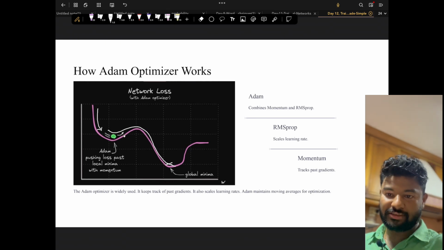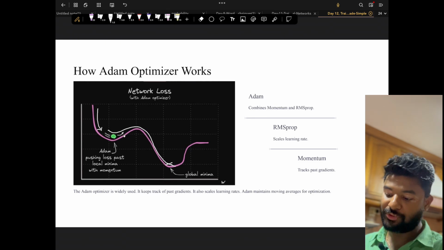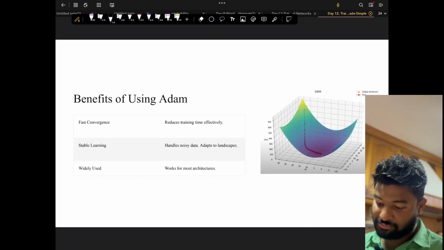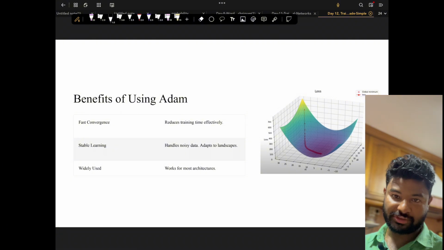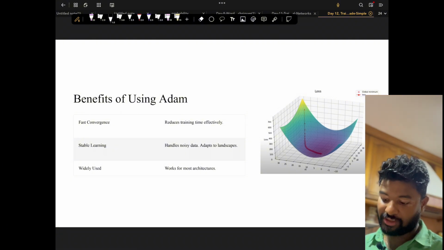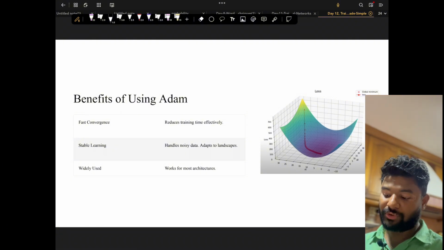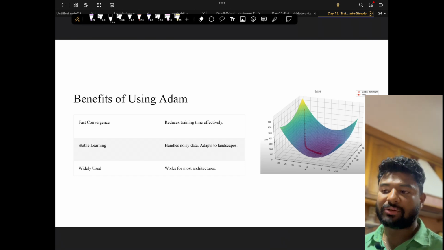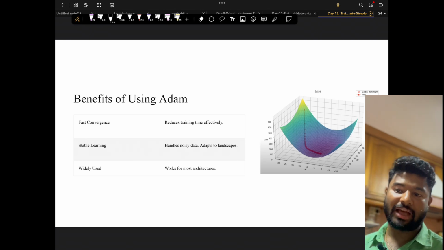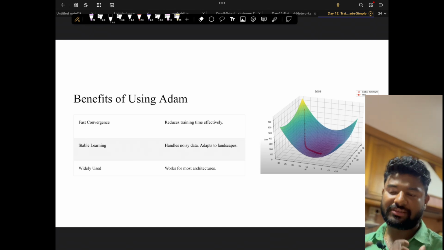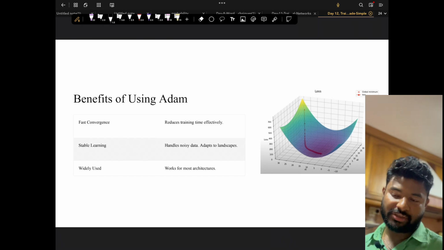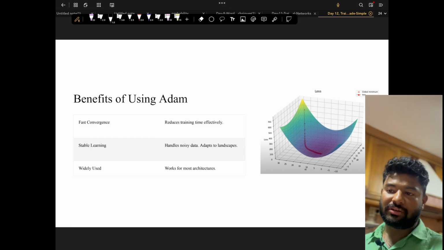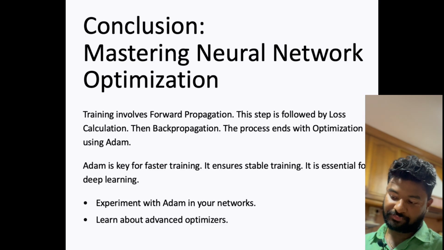If you understand this, technically you understand that because of Adam, we are able to do fast convergence, we are able to do stable learning, and it is widely used across the board. Okay, so if you want to put forward any kind of neural network, the first optimizer they will try to use is Adam. Okay, it's very quick, it's very stable, it's easy to use, and whether you are training a neural network or any kind of image recognition stuff, Adam would be the most preferred optimizer technique.